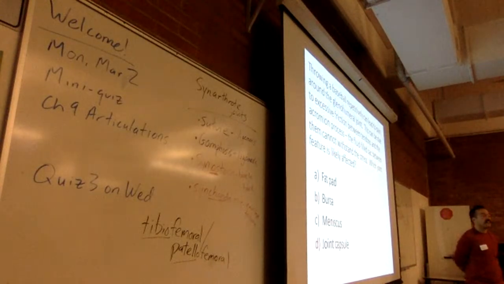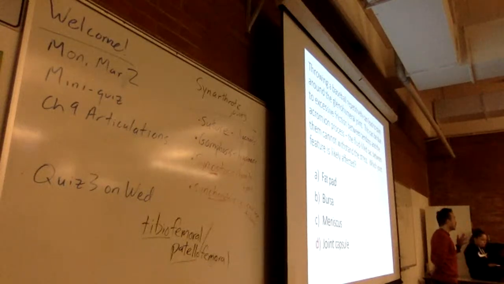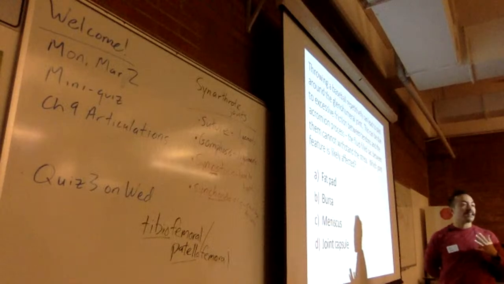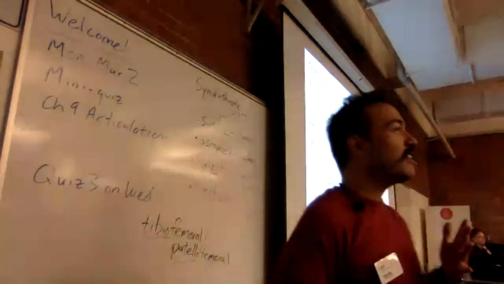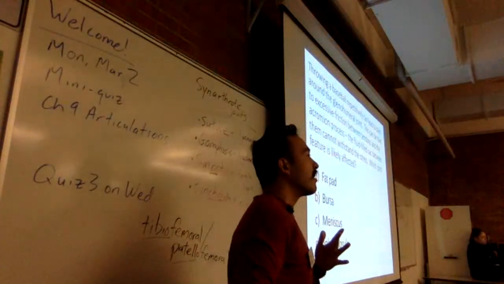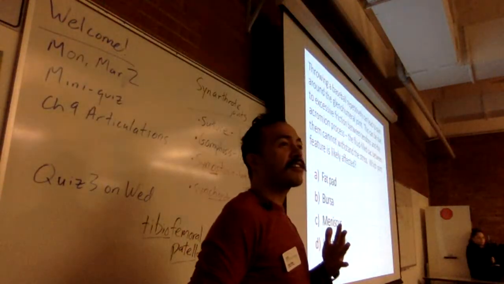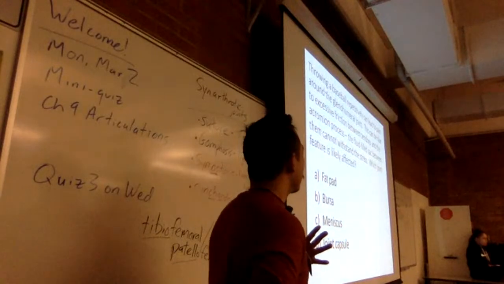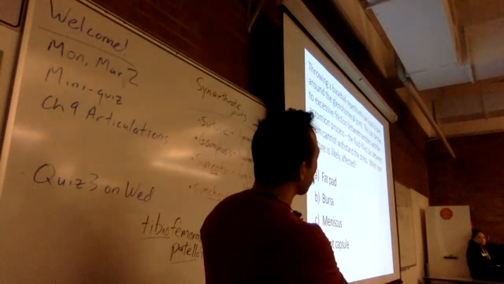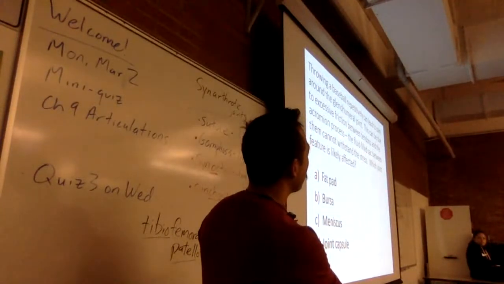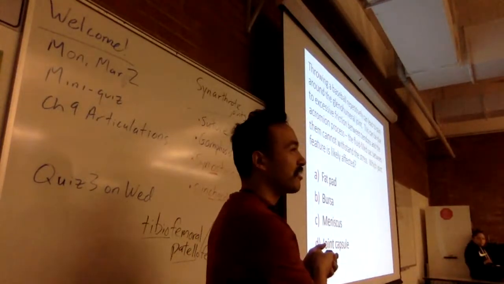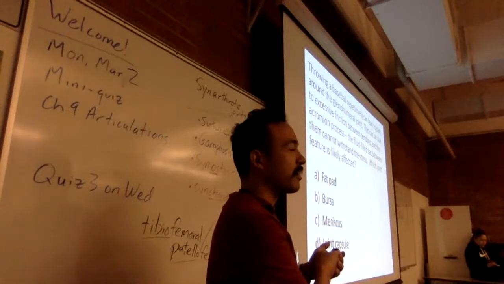Let's see what y'all think. Hands on three. One, two, three. Talk to your neighbors real quick. My hint is between this right here, between tendons and the acromion process, which is a bone feature. So between tendon and bone.